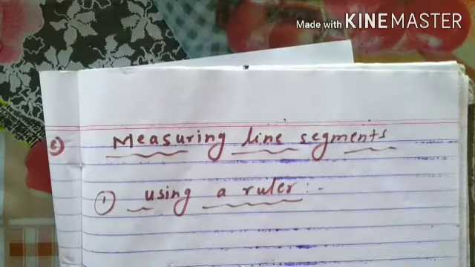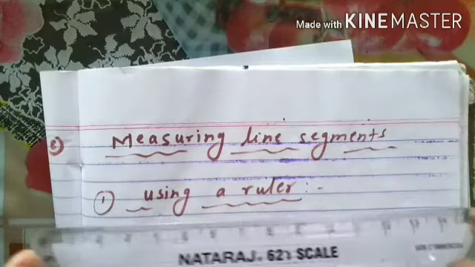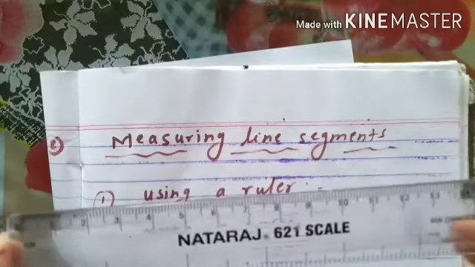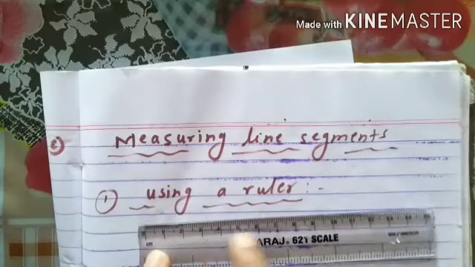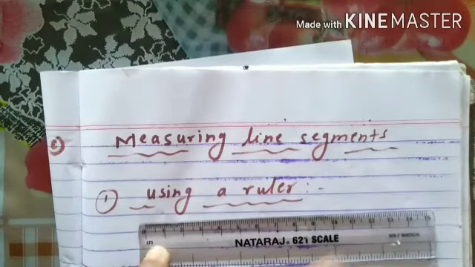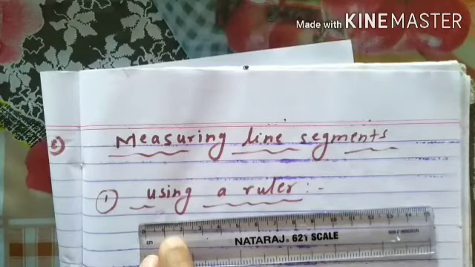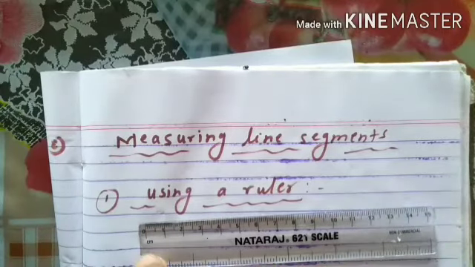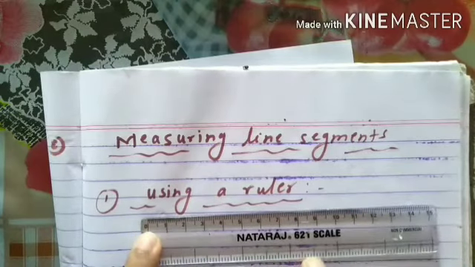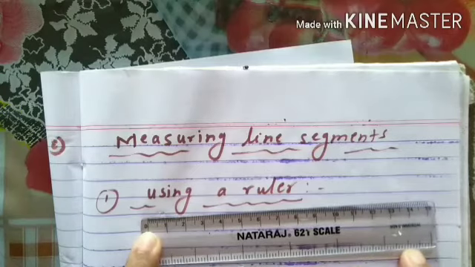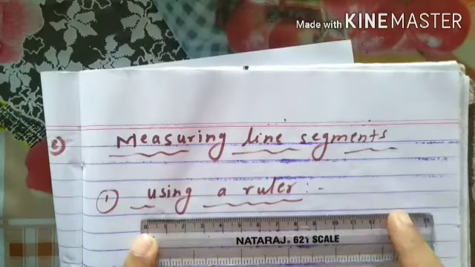Measuring line segments, first, using a ruler. Do you know what this is? It is a ruler. A ruler has divisions on two sides. This side also divisions are there and this side also. On one side the divisions are in centimeter and millimeter. Here it is written centimeter. And on the other side the divisions are in inches. But we generally use the centimeter and millimeter only.